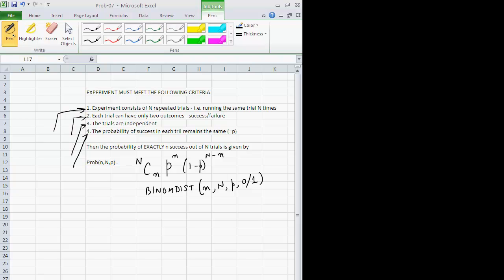So if an experiment meets all 4 characteristics listed here, then the pattern of uncertainty that results from the underlying random variable is a binomial distribution.